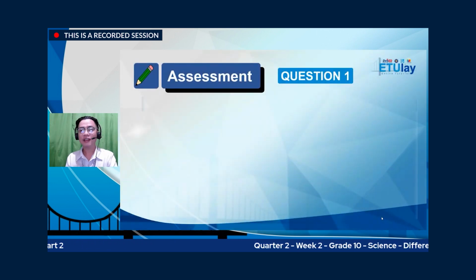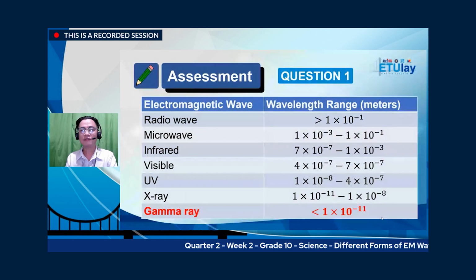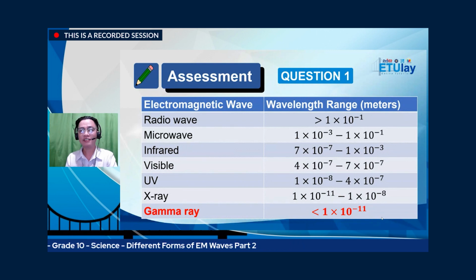Remember that among electromagnetic waves, gamma rays have the lowest wavelength range of less than 1 times 10 to the negative 11 meters, but have the highest ionizing energy. Take note of that, science 10 learners.